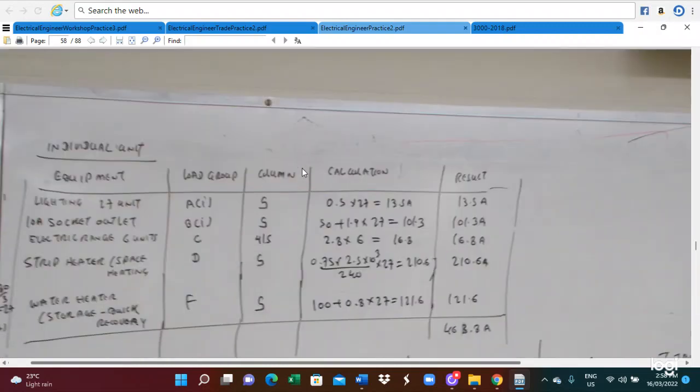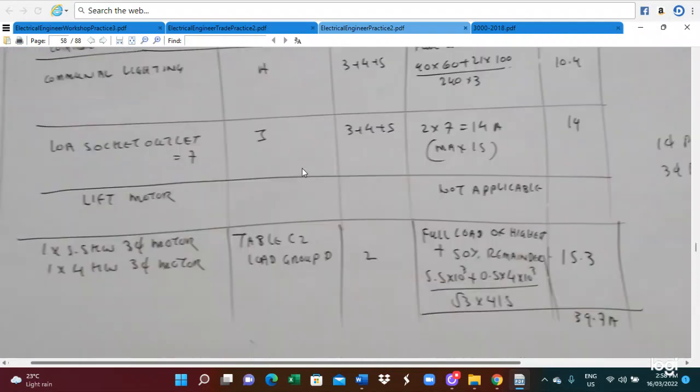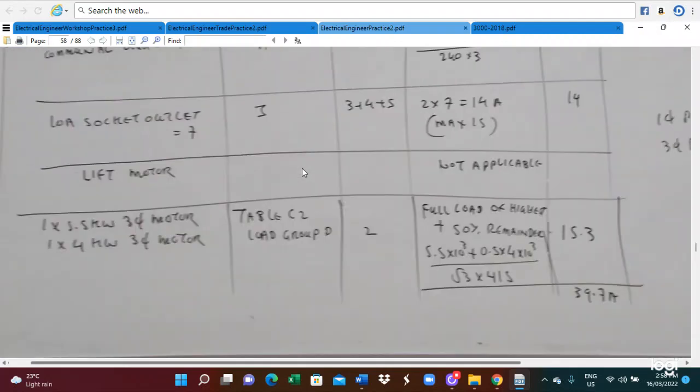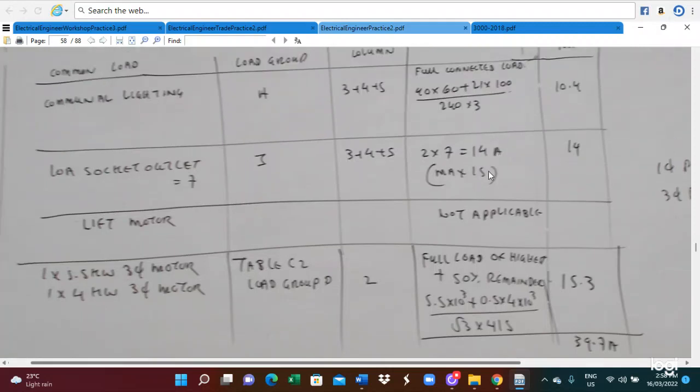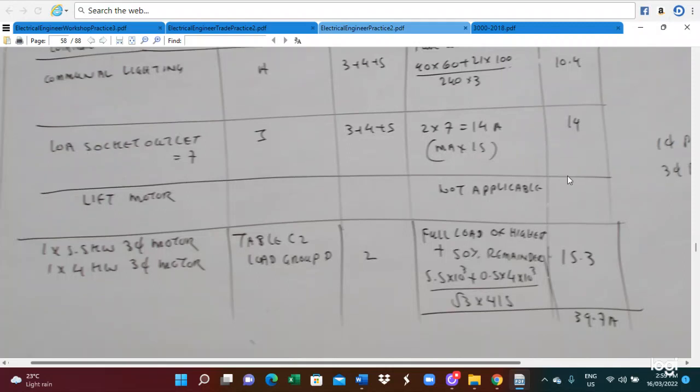So this is the 7 number of socket outlets, multiplied by 2 ampere per phase. So 2 multiplied by 7, you get 14 ampere. The maximum is 15 ampere, so if you calculate a result of more than 15, you still have to take 15. But here you got 14, so you only substitute the 14. So this is what we calculated.